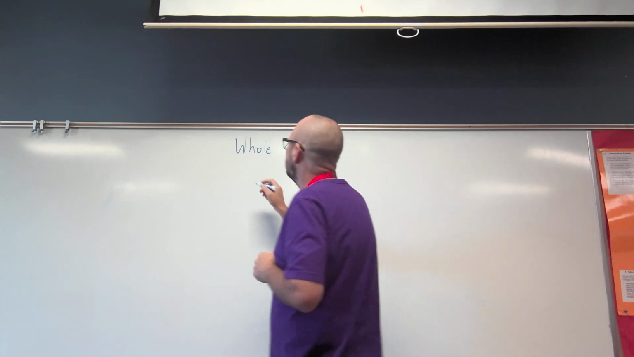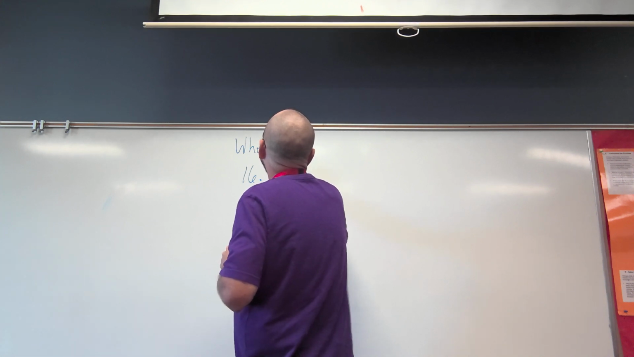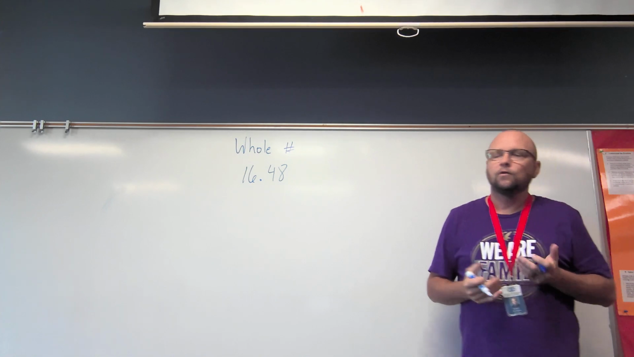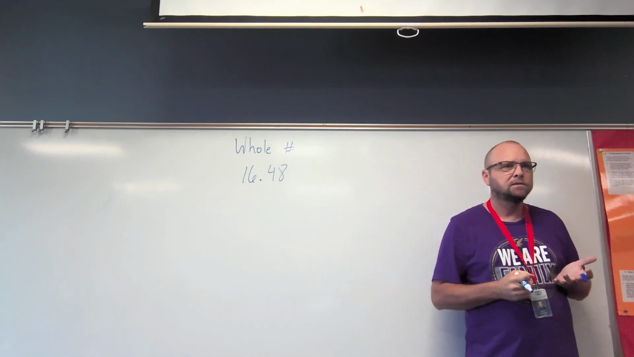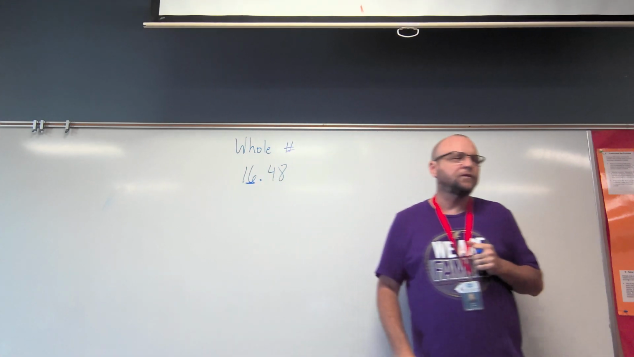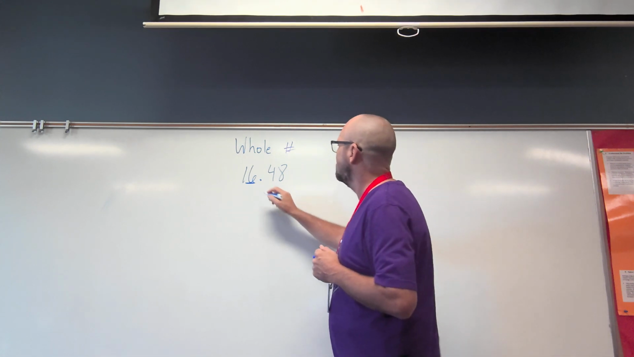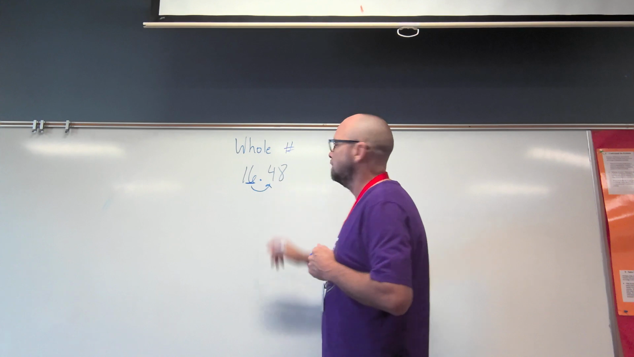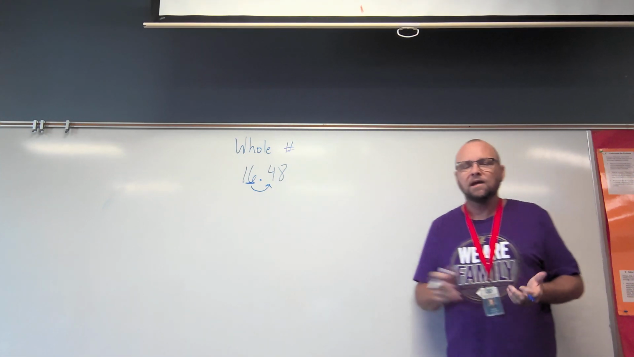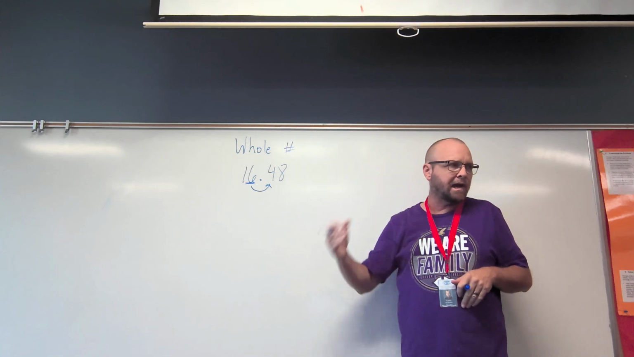So let's say we have 16 and 48 hundredths, and I'm rounding to the nearest whole number. What number's in my whole numbers place? 6. Once I figure out the number I'm rounding, I'm either going to add 1 to it or I'm going to add 0 to it. I determine that by looking behind it. If the number behind it is less than 5, I add 0. If the number behind it is 5 or greater, I'm going to add 1.